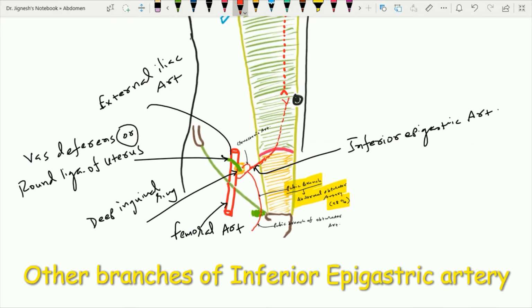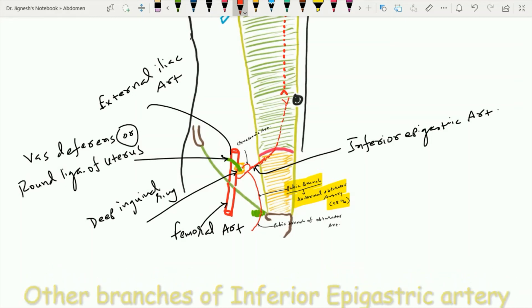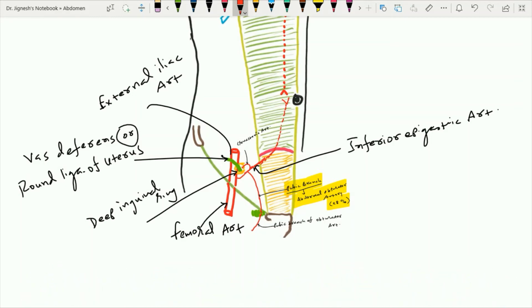Now, other than this cremasteric branch and the pubic branch of the inferior epigastric artery, few other branches are there, and these are the peritoneal branches, muscular branches, which are going to supply the rectus abdominis as well as the pyramidalis muscle, some anastomotic branches which are going to anastomose with the superior epigastric artery, and some are the cutaneous branches which are going to pierce the muscles and reach anteriorly to supply the skin of the anterior abdominal wall.